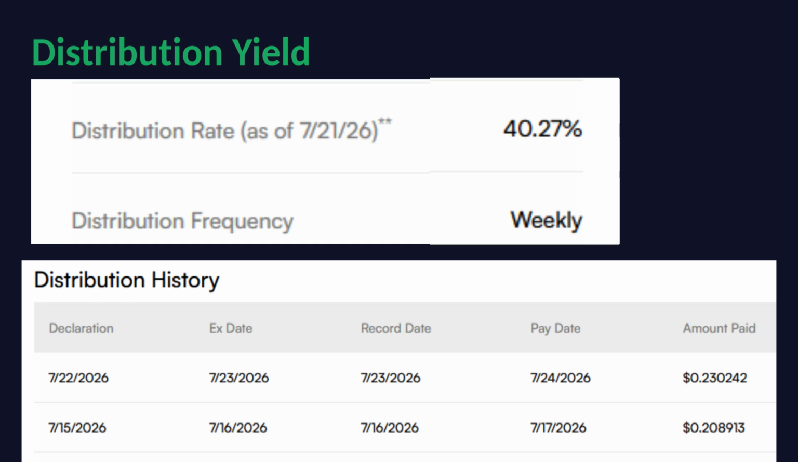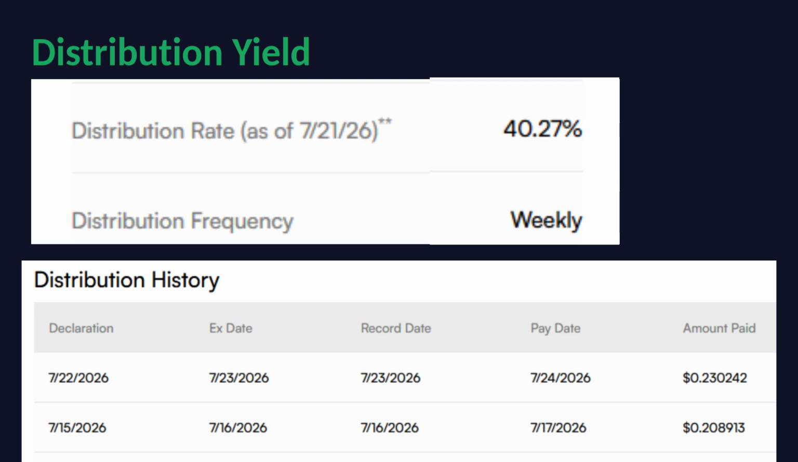One of the first numbers investors notice is QDTE's impressive distribution yield. As of July 21, 2026, the fund had a distribution rate of approximately 40.27%, and it pays weekly, making it very attractive for income-focused investors. For example, the most recent distribution was $0.230242 per share, paid on July 24, 2026.